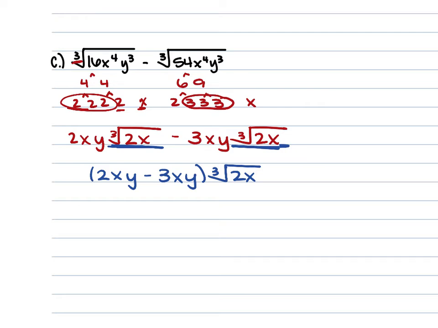Now, these two terms that are in parentheses that I put in front of the cube root of 2x, you can combine because they are like terms. They have the same variable terms attached to them. So 2 minus 3 is negative 1. We can just write that as negative xy cube root 2x.